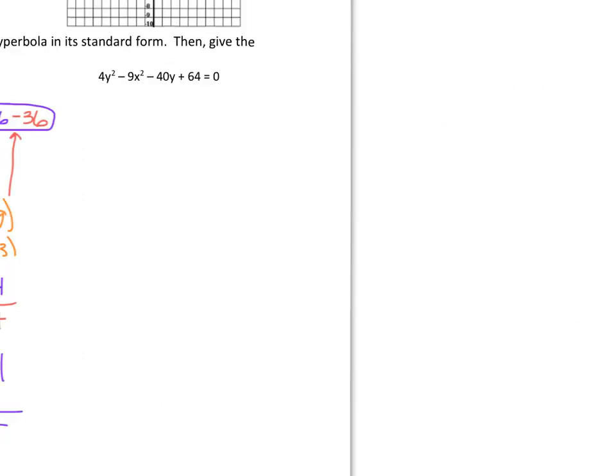Now we have 4y squared minus 9x squared minus 40y plus 64 equals 0. Taking a look at this hyperbola, we have a y squared and an x squared, and I'm going to move that 64 to the other side. We know this is a hyperbola because it's subtraction between the y squared and x squared term. I notice we've got 4y squared and minus 40y, so when I write those out, I'm going to put them first since the y squared term is first.